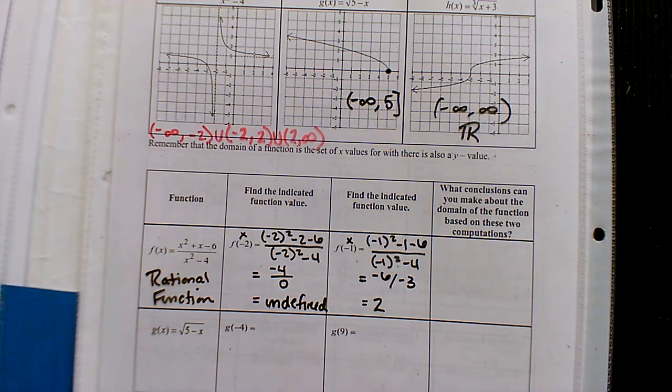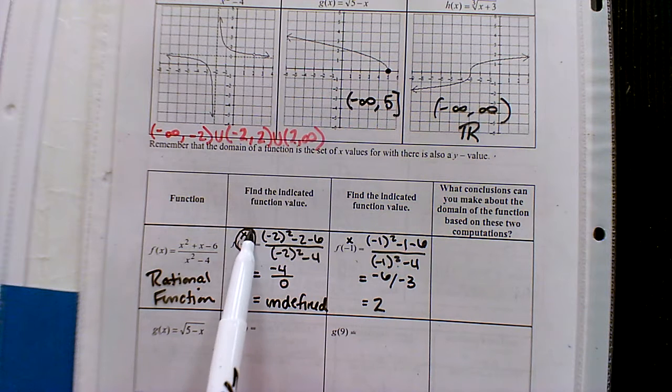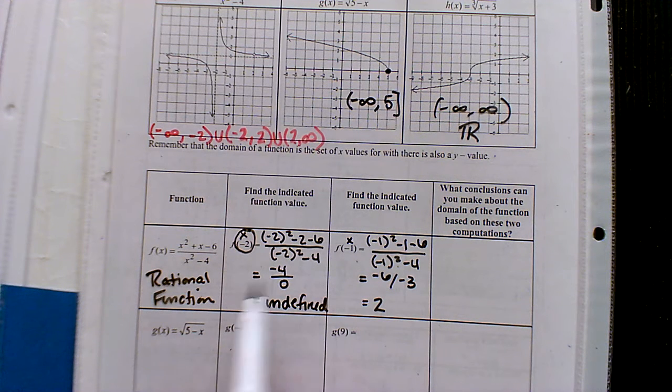Okay, so based off of these two function values, what conclusions can you make about the domain of the function based on these computations? Remember, domains are x values that if you were to plug them in, you would get out a y value. What conclusions can you make? -2, okay, that x value is not a part of the domain because notice how we did not get a y value out. So that means -1 is a part of the domain since we did get a value out.